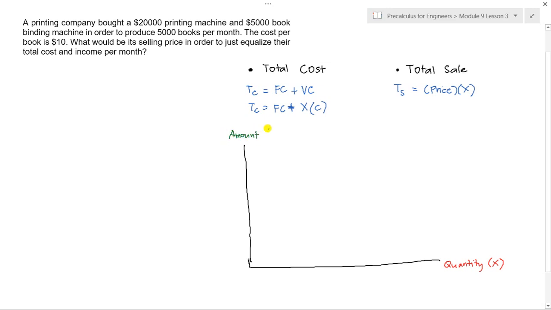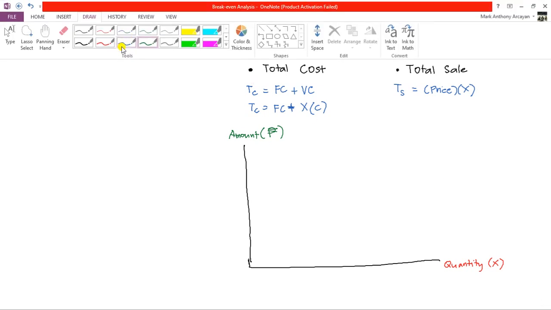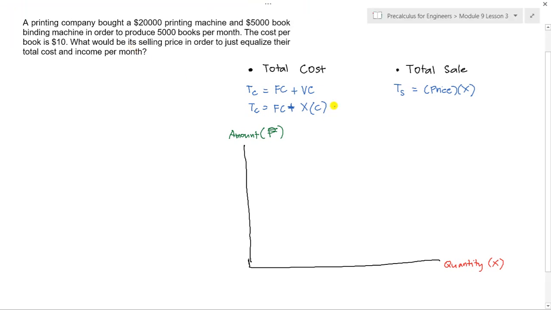Okay? So let's say this is in peso, and then our x-axis is the quantity. So let's say how many chicharon you produce. Now the total cost, of course, as you notice, this is a linear equation. Why? Because you have your dependent, which is the total cost, and your independent here is the x, the quantity.